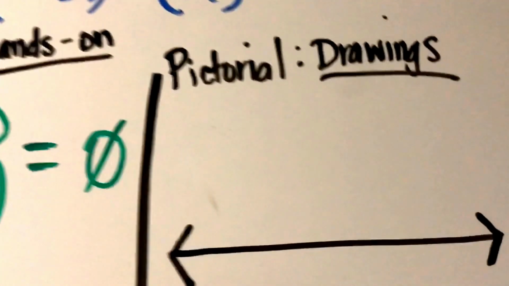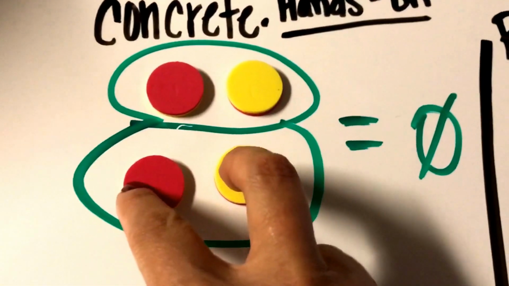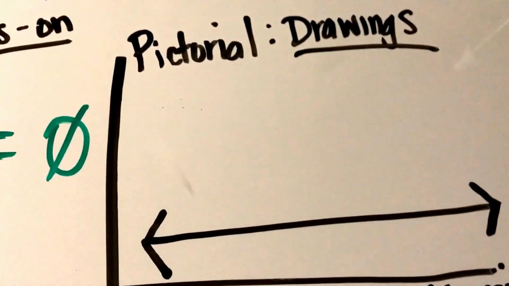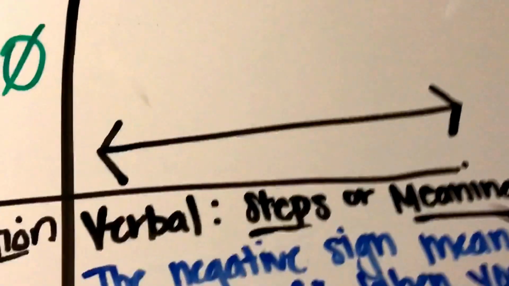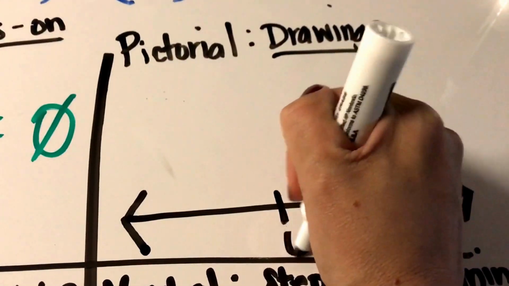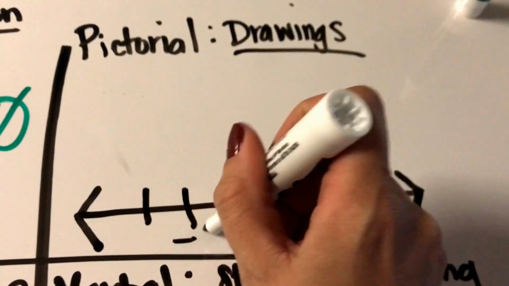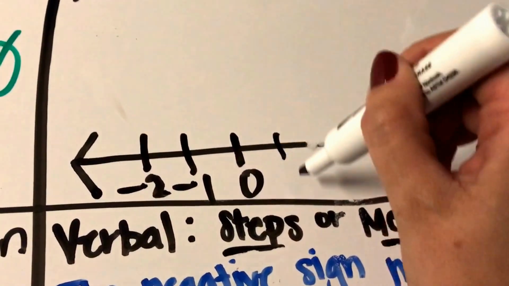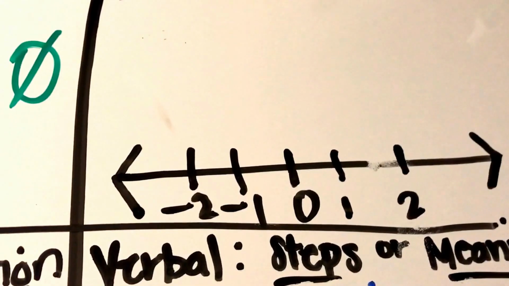Okay, next, pictorial. This is drawings. So some people like to draw out the chips, and I might do that for you here in a minute as well. Others, I definitely want you to know how to do this on a number line, so we're going to do number line this time. I'm going to fill in my number line. So 0, I need -2, so I'm going to go backwards 2. Sorry about the handwriting. And I'll go up 1 and up 2. I'm just going to start with that.